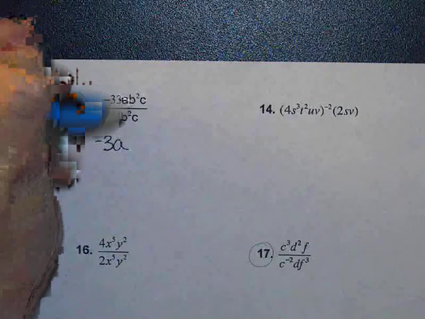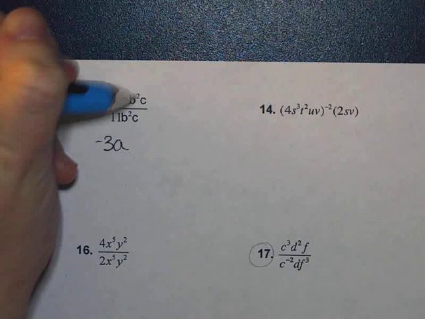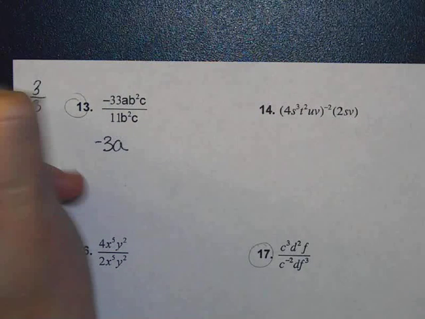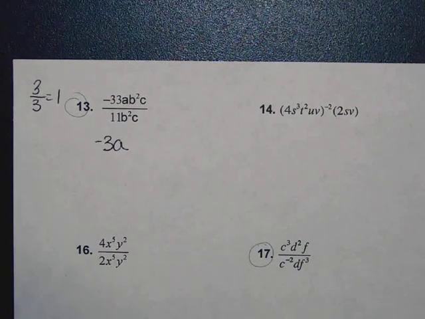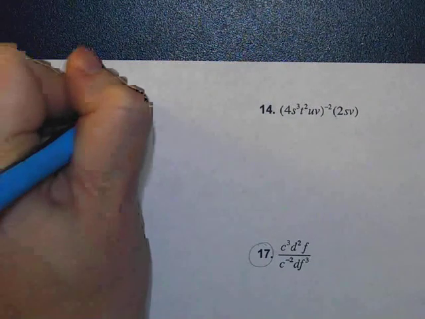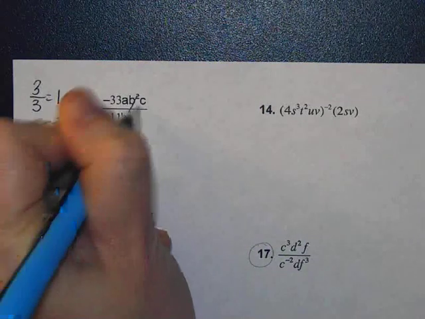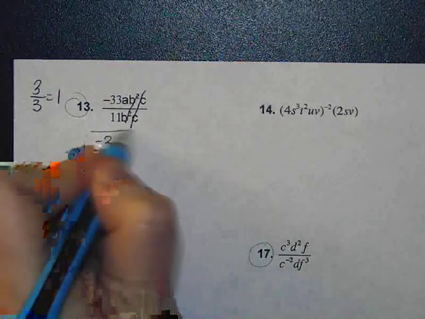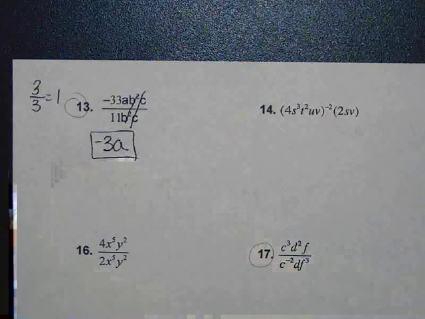B squared over B squared, when you have the same thing on top and bottom, it eliminates each other. Just like if you had 3 divided by 3, that cancels out to give you 1. So B squared over B squared eliminates. C over C eliminates. So you're left with negative 3A as your answer.